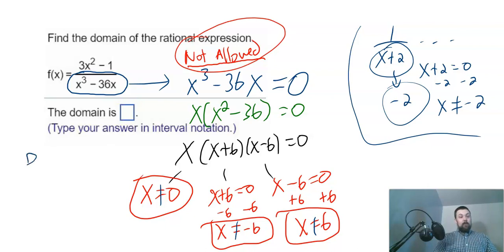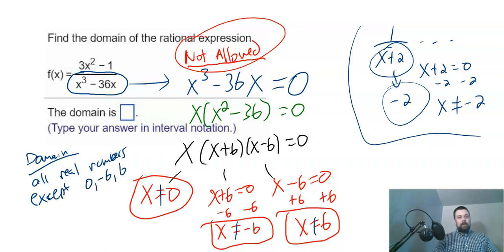So the domain, if I had to write it out in words, would be all real numbers except 0, negative 6, and 6. Those are the three numbers that are off limits, but anything else can be plugged into that function.